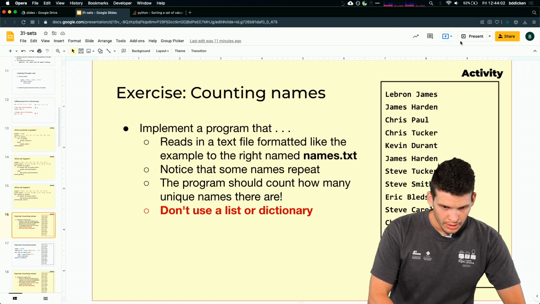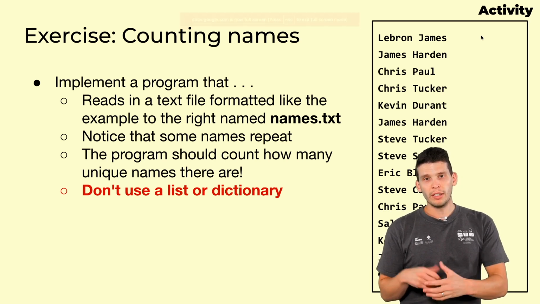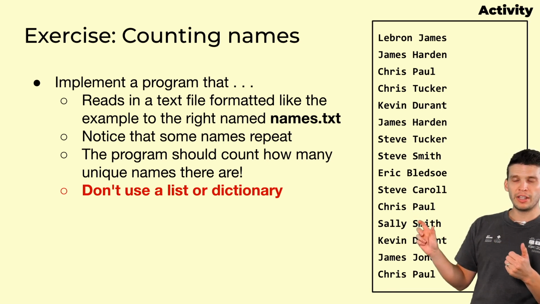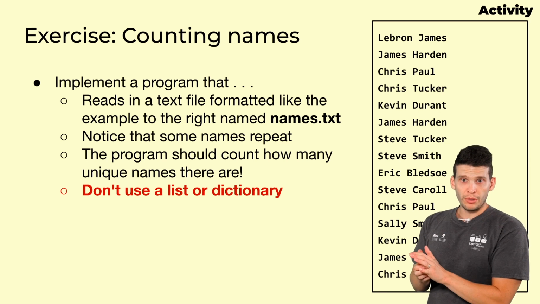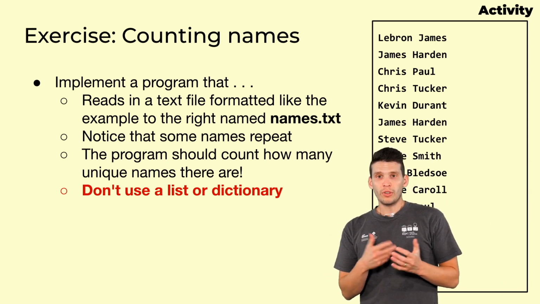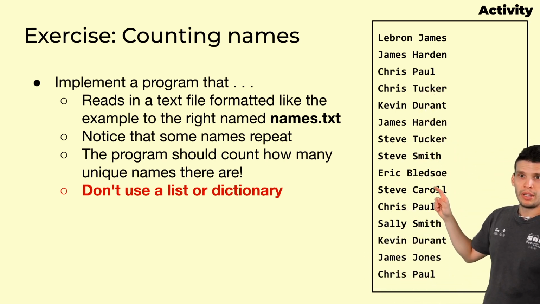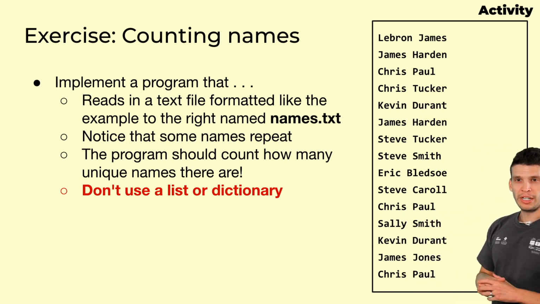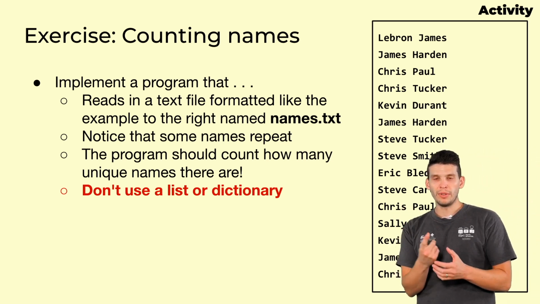All right, so let's pretend that the problem you need to solve is the following. Let's say I want you to open up a text file that has a whole bunch of people's names in it. First and last name, and there's just one first-last name pair per line. What I want you to do is count how many unique names there are in this file. Some of these names might show up multiple times. Like for example, Chris Paul shows up, I think in this example, 3 times in this file. So you'd want to count that as only one unique name.